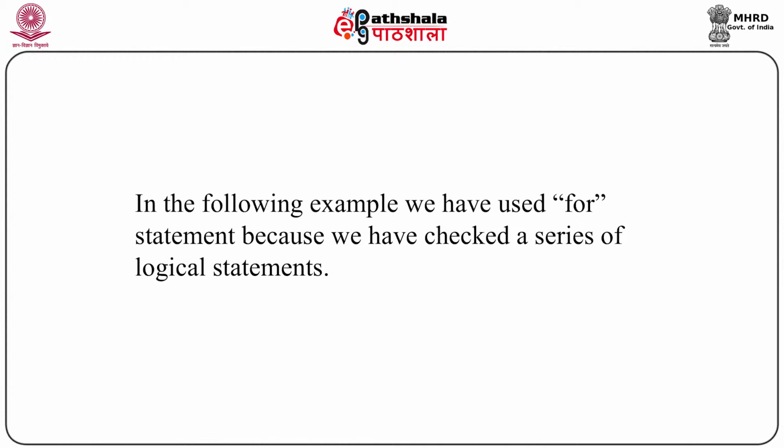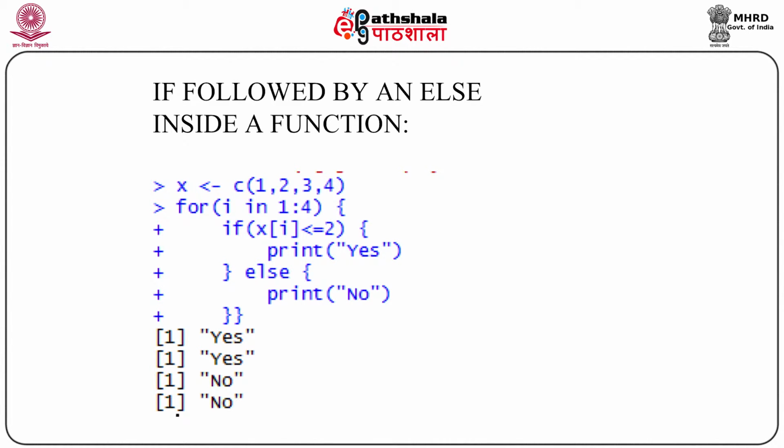Otherwise, if it doesn't, then there is no need to search for it. Here comes another tricky and interesting example. Consider this. Here at first x is taken to be the sequence of 1 to 4. In this example, we are introducing the if-else statement within a for loop. Why are we doing this?